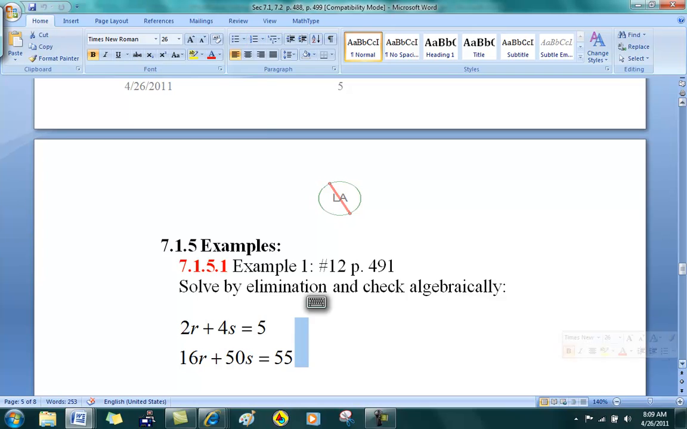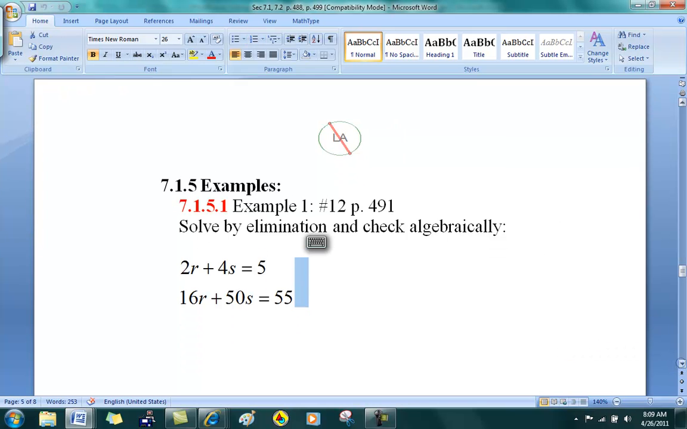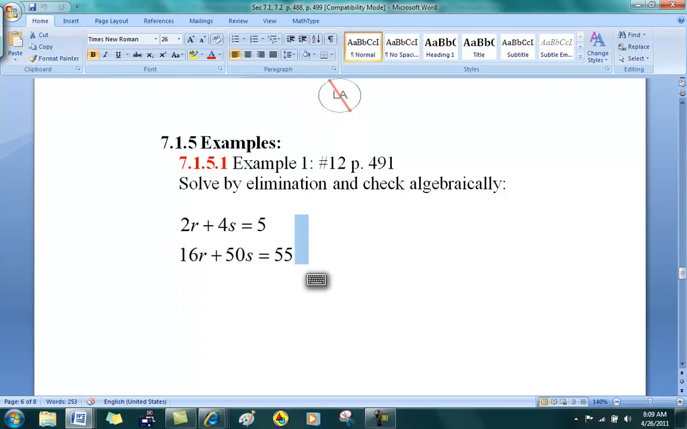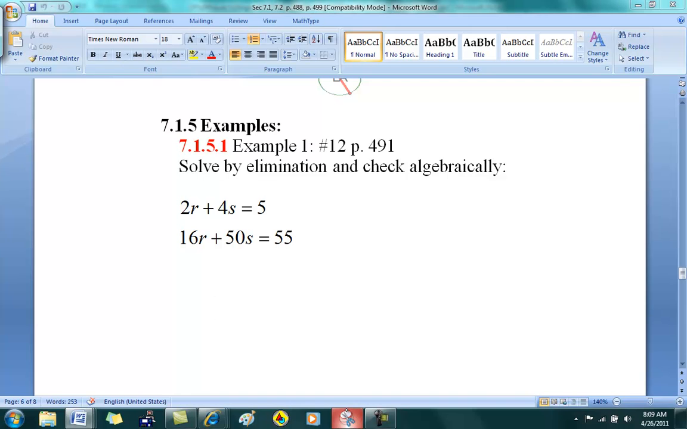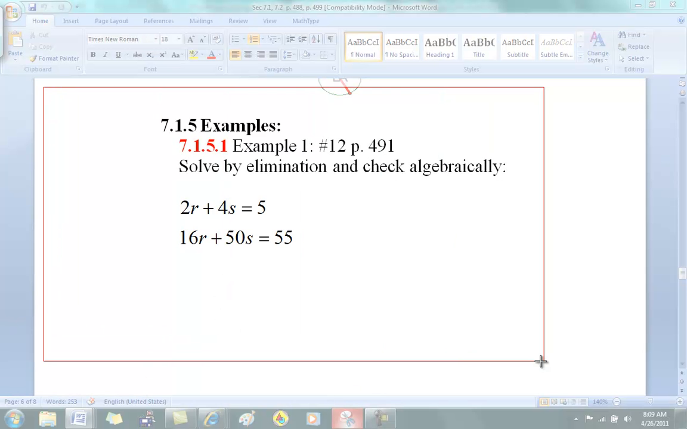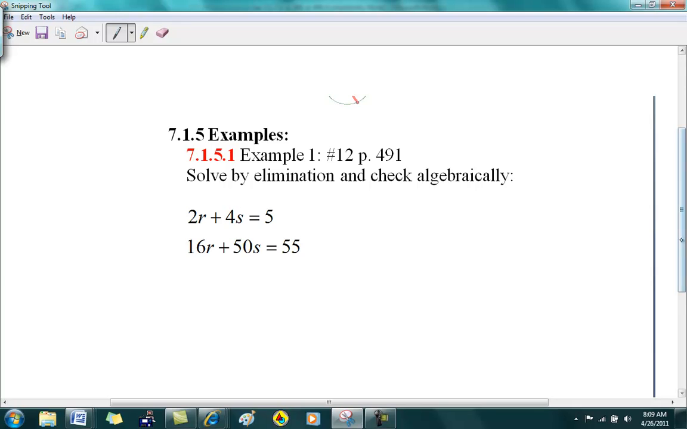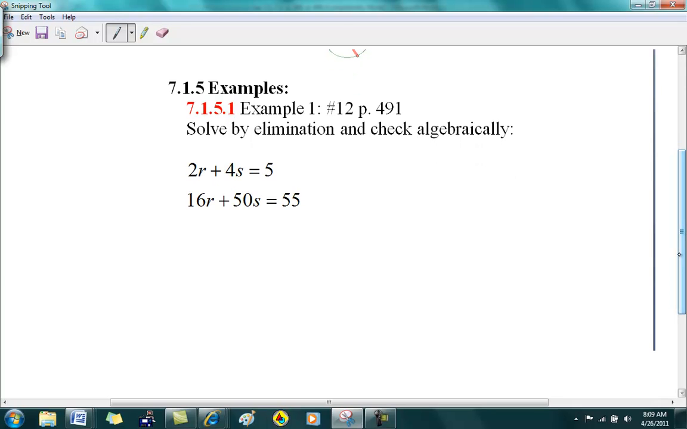All right, so let's do some examples. First one is solve by elimination and check algebraically. This is number 12 on page 491. And let's just go work on that. And so here are your two equations. I typically like to number my equations so that I know what's going on. So here's 1 and here's 2. And it's asking us to do it by elimination.